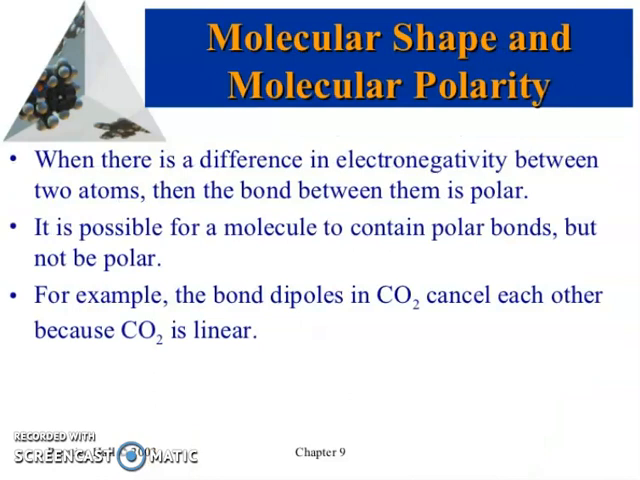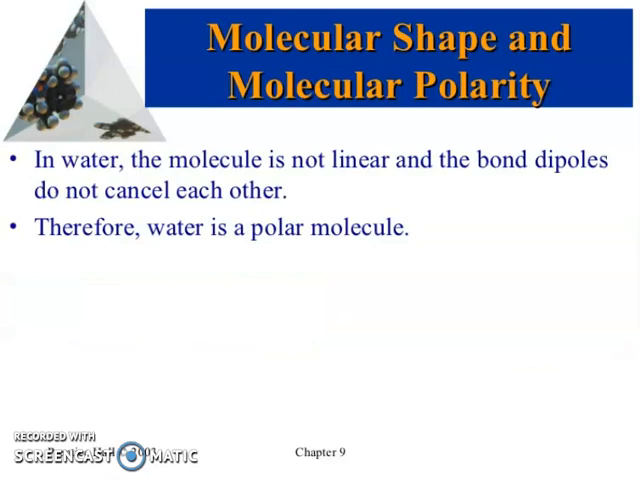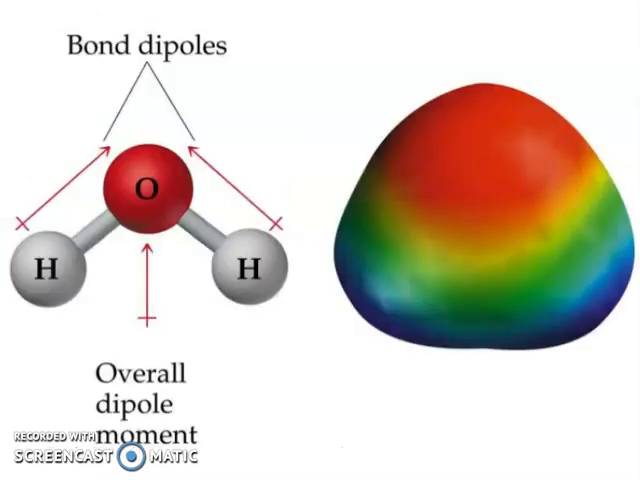So, when there is a difference in electronegativity between two atoms, the bond between them is polar. It is possible for a molecule to contain polar bonds but not be polar. For example, the bond dipoles in CO2 cancel each other because CO2 is linear. You can see in molecular shape and molecular polarity, bond dipoles, overall dipole moment 0 in the case of carbon dioxide. In water, the molecule is not linear and bond dipoles do not cancel each other. Therefore, water is a polar molecule. You can see bond dipoles, overall dipole moment.